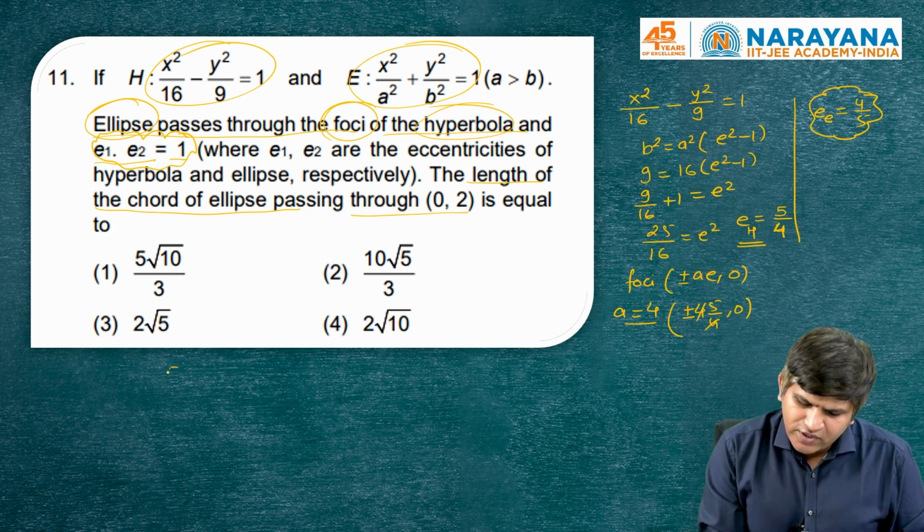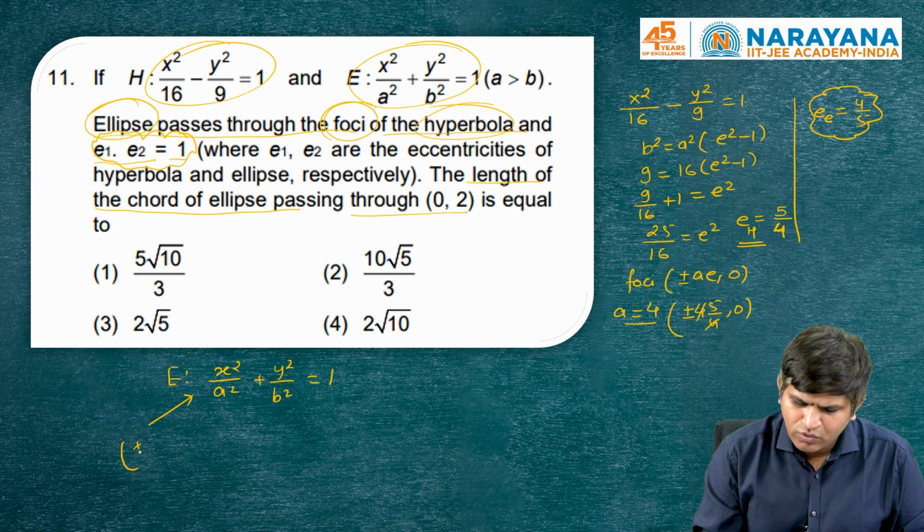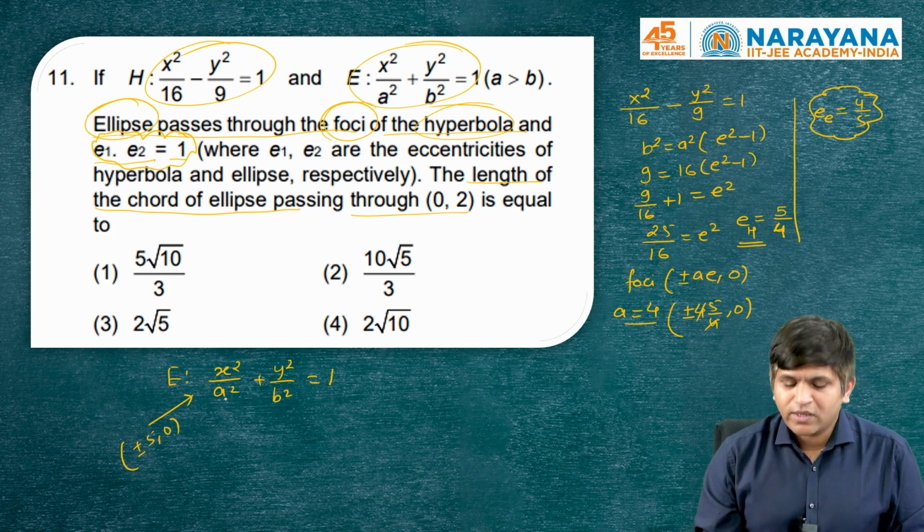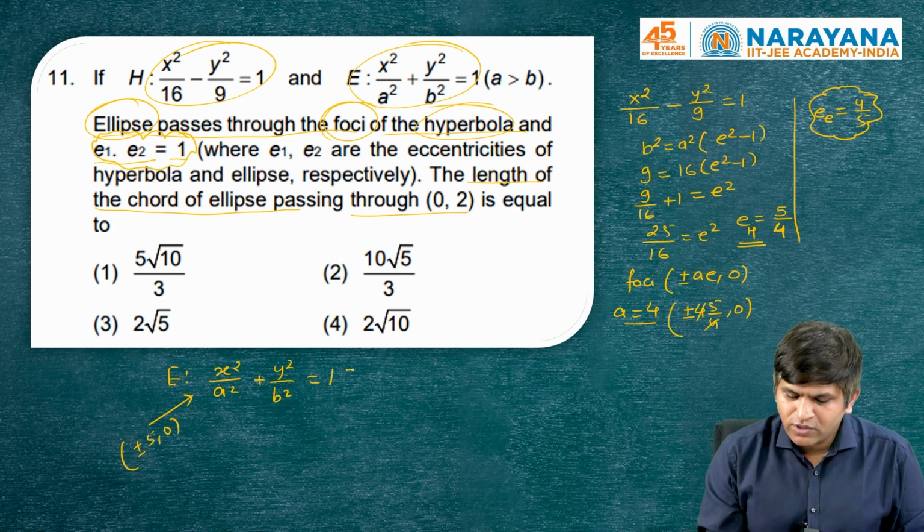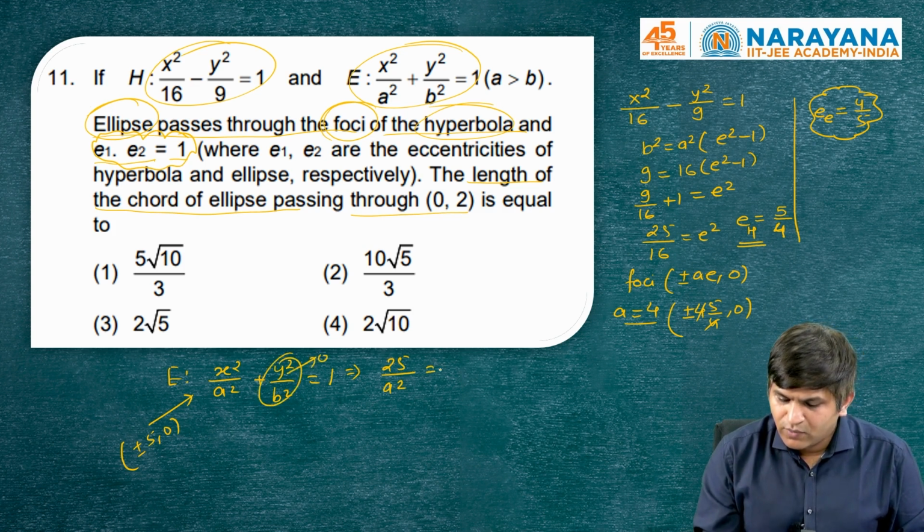So the ellipse equation we have is x square by a square plus y square by b square equal to 1. Now this is passing through plus minus 5 comma 0. So we can put plus minus 5 comma 0 into this, so that x square will be 25 by a square, and this part will be 0, equal to 1. So a square we are getting 25.